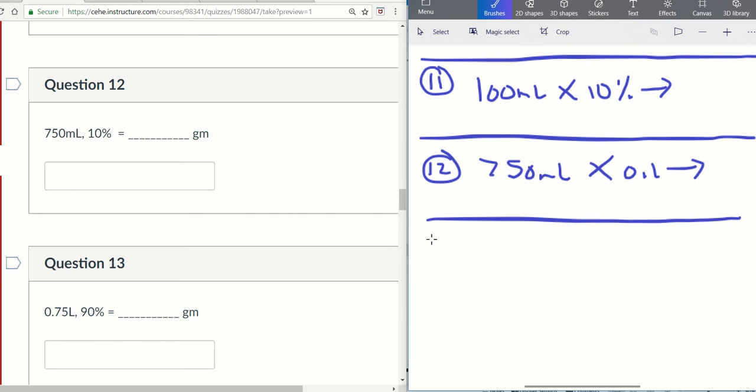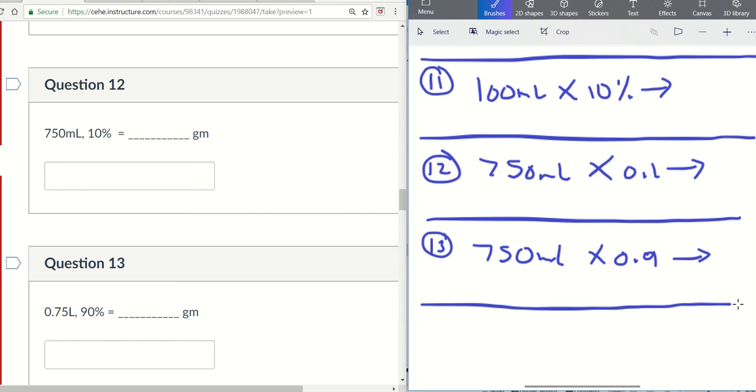Either way you do it, you should end up with 75 grams. For 13, we have liters, so again, you need to convert to mLs. This time our percentage is 90%, 0.9. So what is 90% of 750?